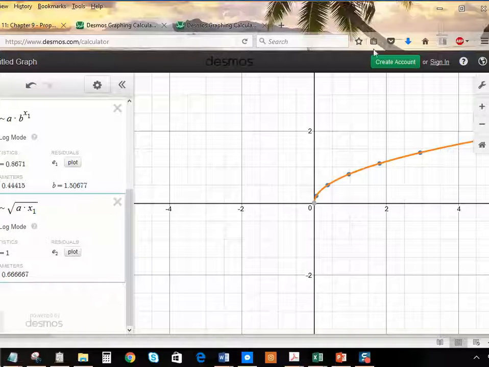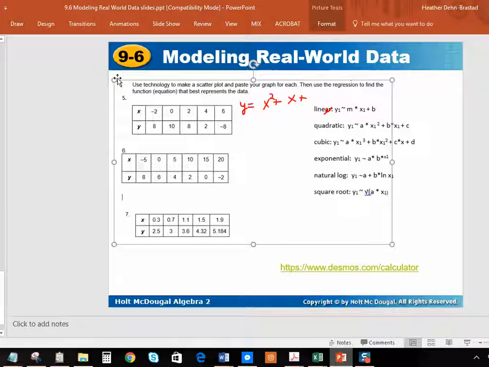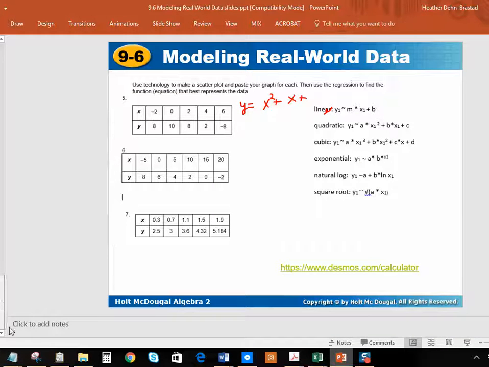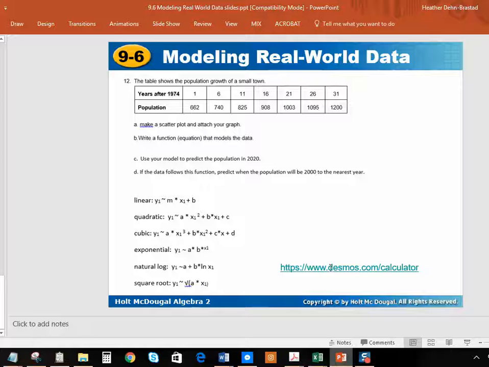Okay, so finish the worksheet up. Let me just go back to the PowerPoint and see if there was anything else we needed to go over. But I think that was pretty much it. You're going to finish making your scatter plots, find the equation that best models it, sometimes make predictions using your graph and your equation.